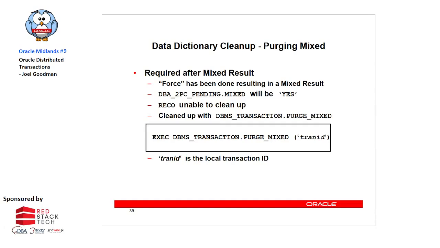So data dictionary cleanup, if a force has been done of a rollback or a commit, you could end up with a mixed result, because one side may have done a commit and you forced a rollback, or vice versa. And in the mixed column, you'll have a yes in the DBA2PC pending view on all of the different databases involved. RICO won't clean this up even if you de-anesthetize it. Yeah, because it says it's mixed. It means you want to check this. So we have a purge mixed procedure that allows you to get rid of these.